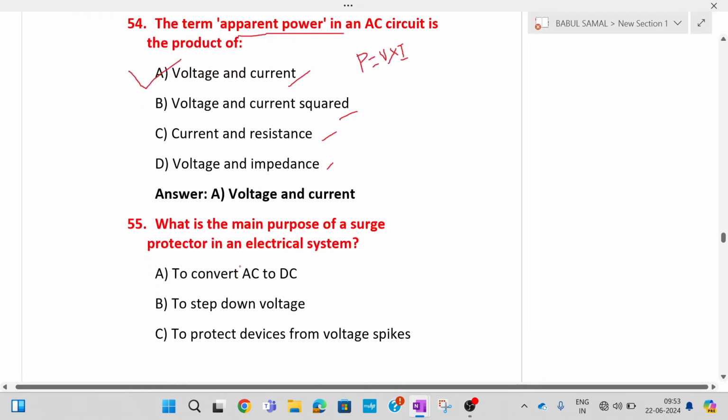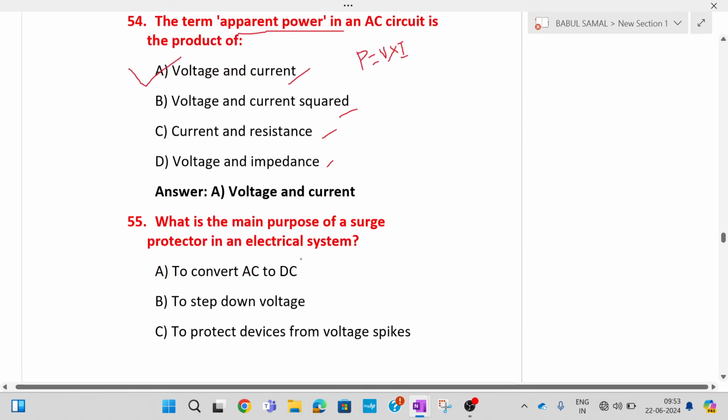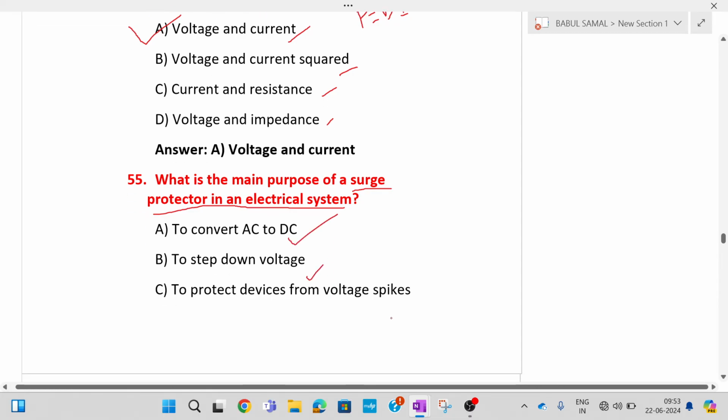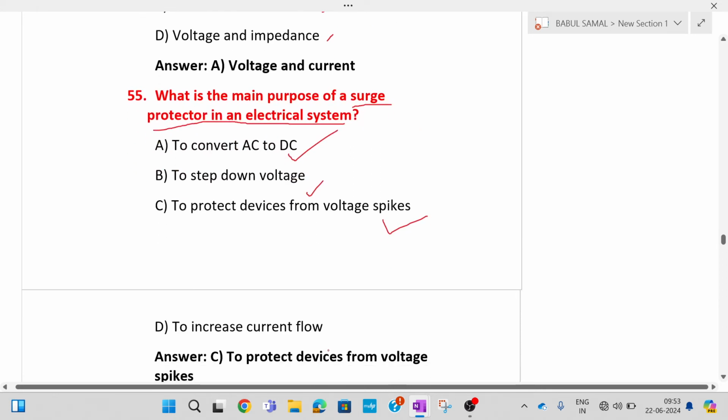Next question, what is the main purpose of surge protector in an electrical system? Remember, why is a surge protector given in an electrical system? Options are to convert AC to DC, to step down voltage, to protect devices from voltage spikes, to increase current flow. So a surge protector protects against voltage spikes, which will be option C. So the main purpose of surge protector is to protect devices from voltage spikes. Option C. Next question.